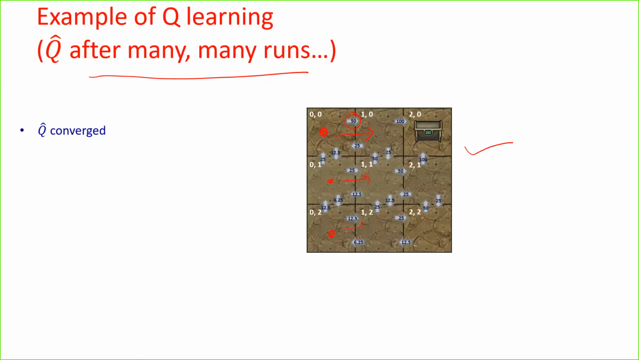Suppose you are at 2, 2, then what is the maximum value and which direction? 50, and that is in the direction of north. If you are at 2, 1, then 100, that is the north. If you are at 1, 0, 100, east, right? If you are at 1, 1, then it can be either this direction or this direction, right?